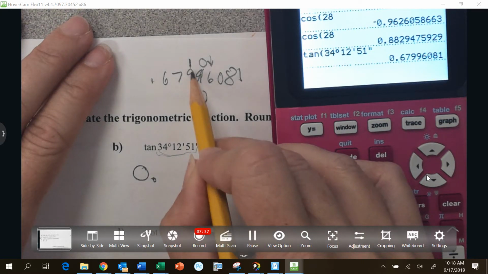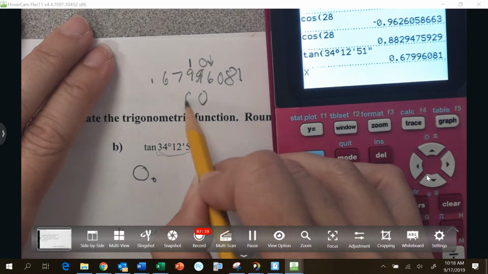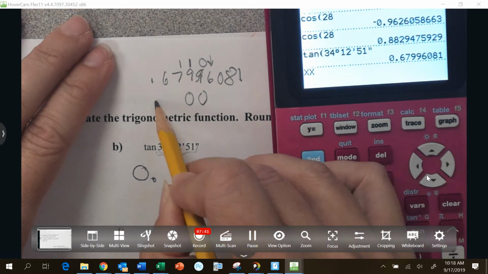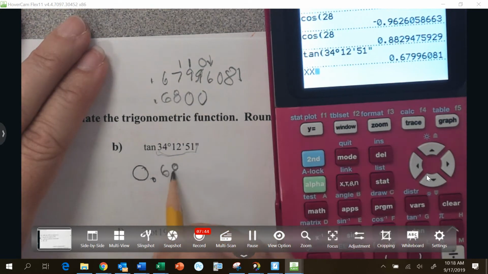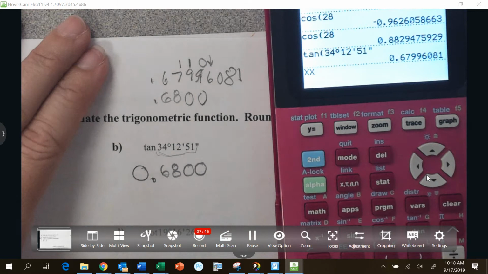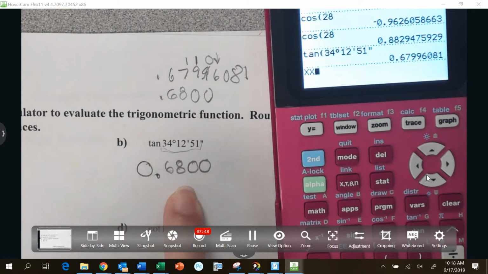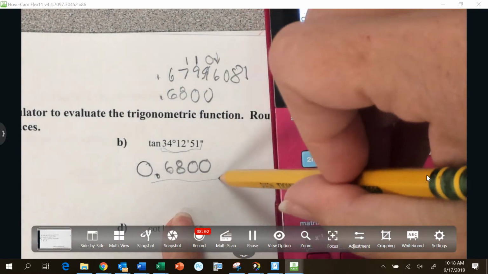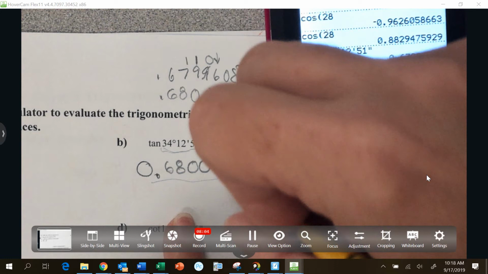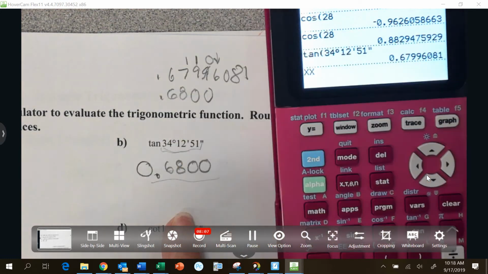So what happens when I add the 1 and 9 together? Oh, so I have to carry the 1. So 0.6800. If you just put 0.68, then I'm going to think you rounded to the nearest hundredth and that you didn't follow directions. I know the zeros don't have to be there, but it says round to 4 decimal places, so you should have 4 decimal places there, showing me that you rounded to 4 decimal places. Do you understand? I know they don't have to be there, but we're going to follow the directions.